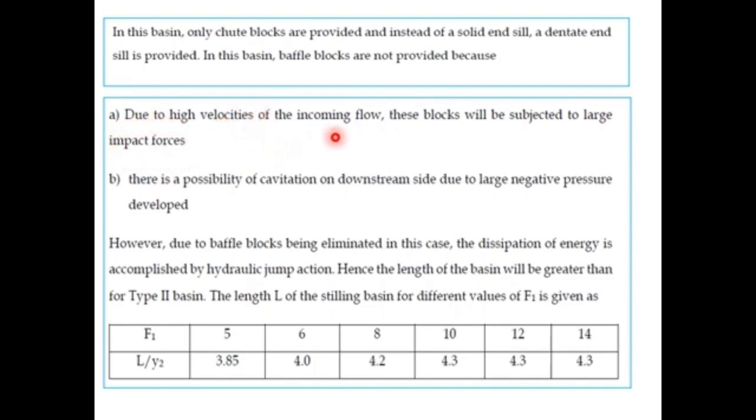That's the reason why we have eliminated baffle blocks, and there is a possibility of cavitation on the downstream side due to the very large negative pressure that is developed there. By eliminating baffle blocks, the dissipation of energy is accomplished by hydraulic jump action. Since the baffle blocks are not there, the length of the stilling basin is slightly greater than the type 2 stilling basin, for which we have given lengths for different Froude numbers. For example, if Froude number is 6, then length will be 4 times y2.